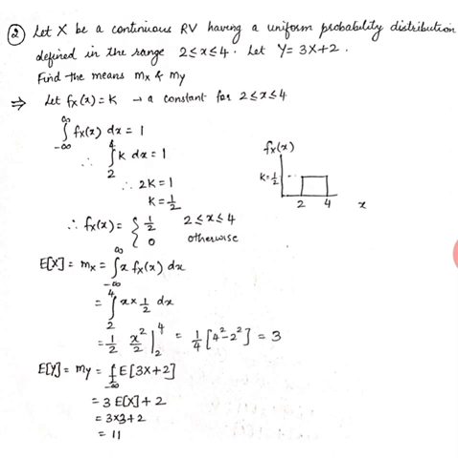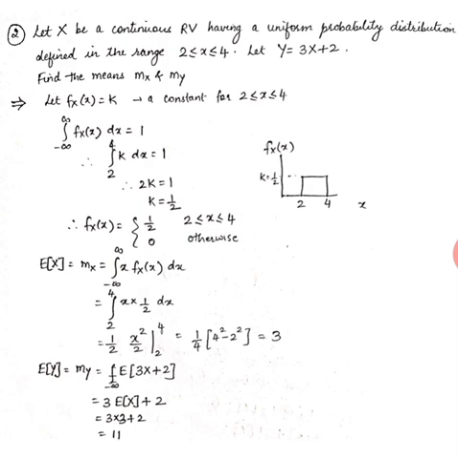Now we need to find out the expectations, that is, the mean values mx and my. So mx is nothing but expectation of X, which in equation format is integral from minus infinity to infinity of x fx of x dx. Here x into fx of x is defined only in the range 2 to 4, so the limits of the integral change from 2 to 4. The value of fx of x was k, which we have found as half. So it is x into half dx.